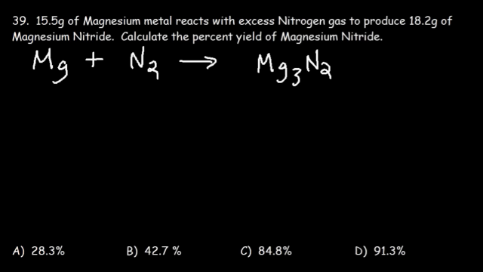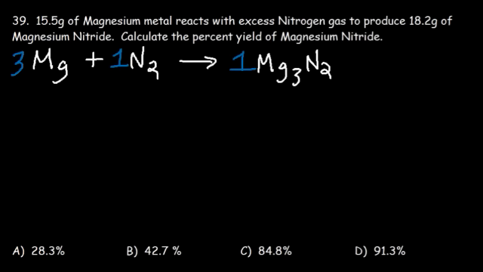So now we need to balance the reaction. We have 2 nitrogen atoms on both sides, so we don't have to worry about that. All we need to do is put a 3 in front of Mg. So it's 3, 1, 1. So now this problem wants us to find the percent yield.